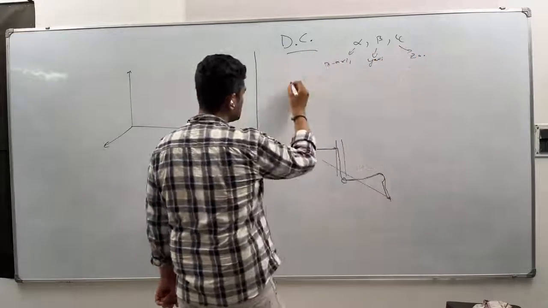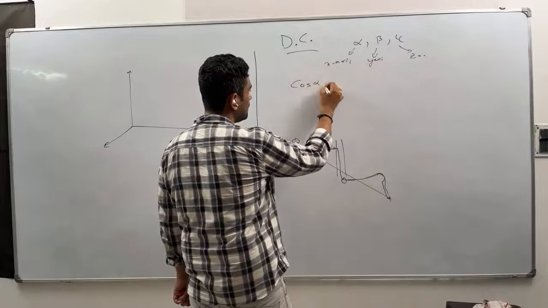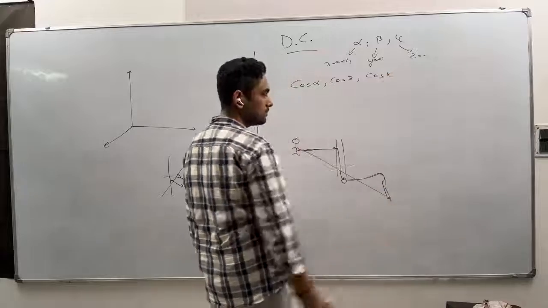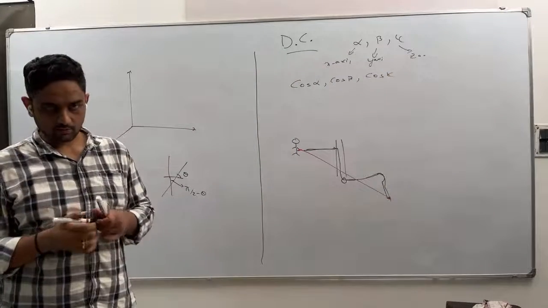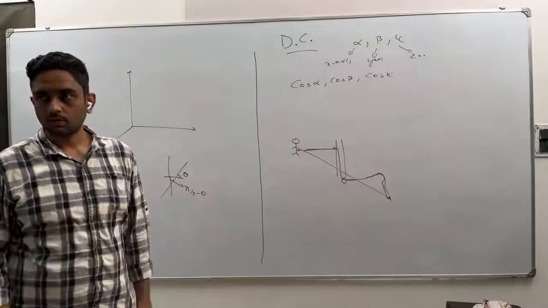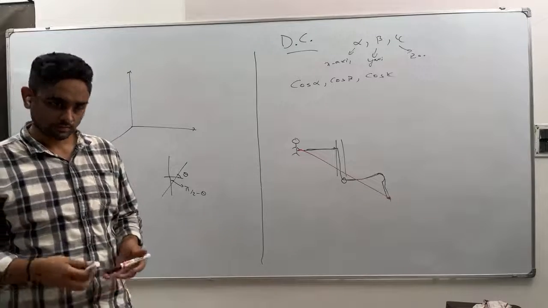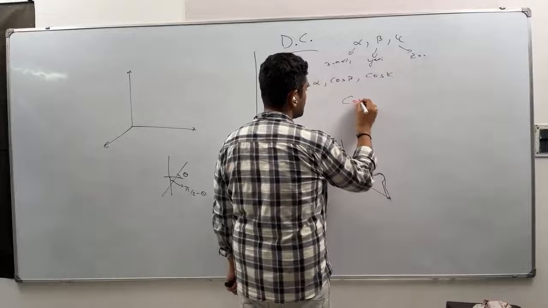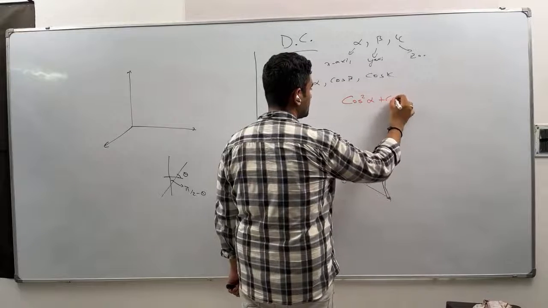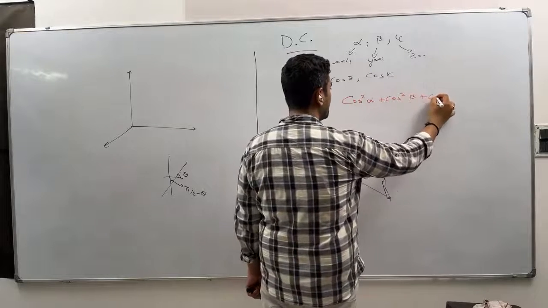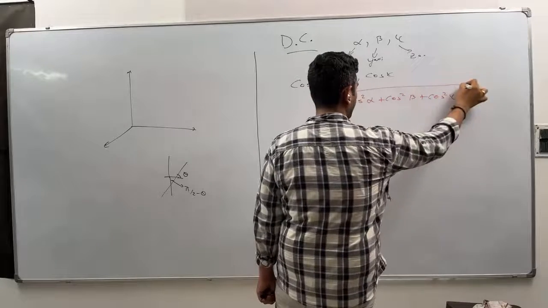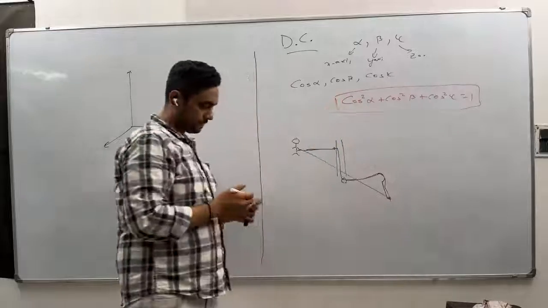So in that case, direction cosines are defined as cos alpha, cos beta and cos gamma. So this is direction cosine. And we have an important result with direction cosine, that is this: cos squared alpha plus cos squared beta plus cos squared gamma is equal to 1. This is the important result.